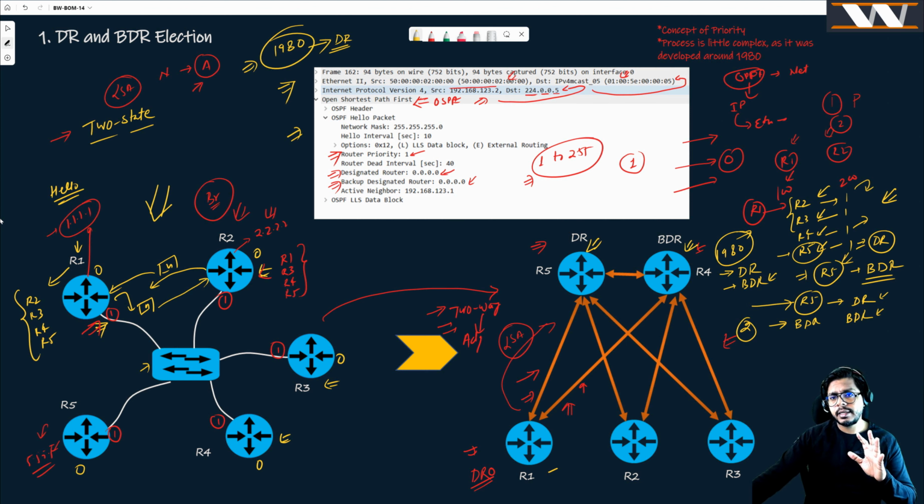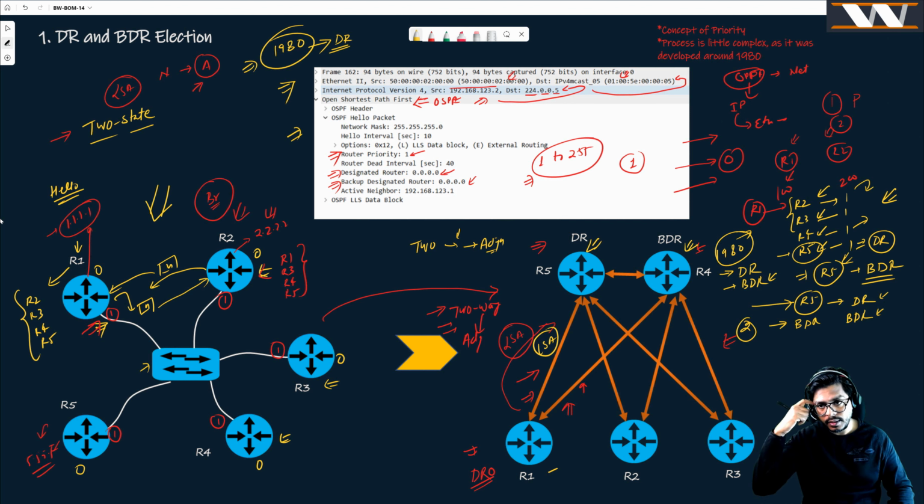So this is exactly how the DR and BDR election works, right? Once we have found out that R5 is the DR, and R1, R2, and R3 are the DR others, meaning they don't fit into the category of DR or BDR, then they move from the two-way state through some middle states, and then they form the adjacency. And over these adjacencies, they are going to send LSAs. It is as simple as that, right?